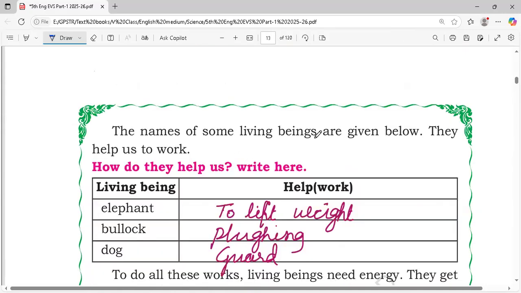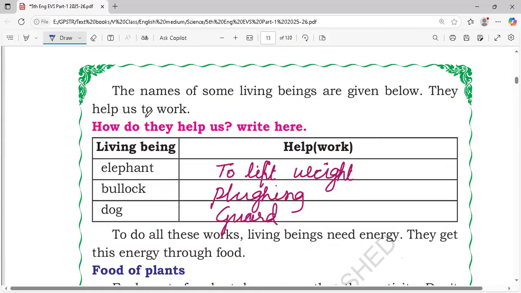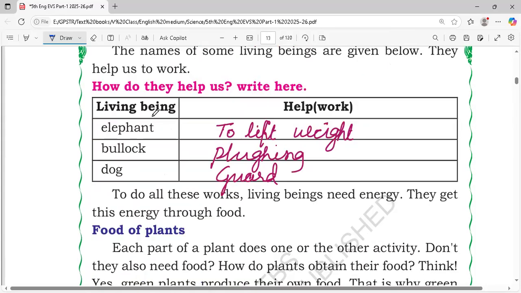The names of some living beings are given below. They help us to work. Living being, help or work. Elephant is used to lift weight. Bullock is used for ploughing. Dog's work is to guard the house. To do all this work, living beings need energy. They get this energy through food.